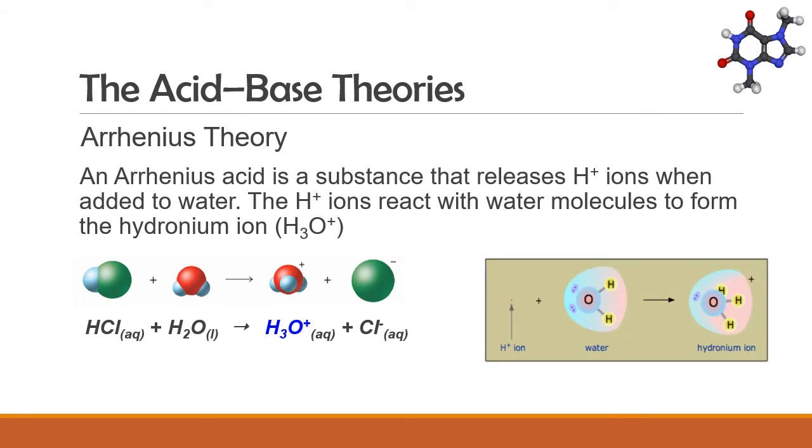The proton in H+ becomes attracted to the lone pair of electrons in water's oxygen atom, thus forming H3O+, or the hydronium ion. Many references still use H+ to represent hydrogen ions in solution, but H3O+ is the more accurate representation. However, H+ is used as a simplified way to represent hydronium ions.